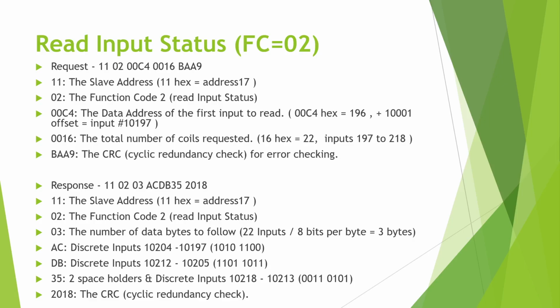Here's a different example. We still have device 11, as you can see here. Our function now is 2, so instead of reading outputs, we're now going to read inputs. The first one to read is actually going to be input 10,000 or 10,197. Why is it now 10,000?